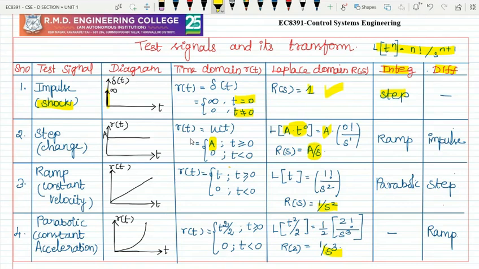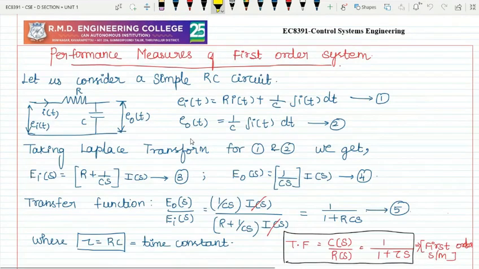Now we are going to discuss the first order system with the help of a simple RC circuit. The RC circuit consists of a resistor and a capacitor, and we know the voltage and current flowing in it. Then we have to calculate as usual e_i(t) and e_o(t). The input side travels across the resistor and capacitor, which you represent in terms of i(t). For e_o(t), I am taking the voltage across the capacitor alone, so my answer will be 1 by C integral i(t) dt.